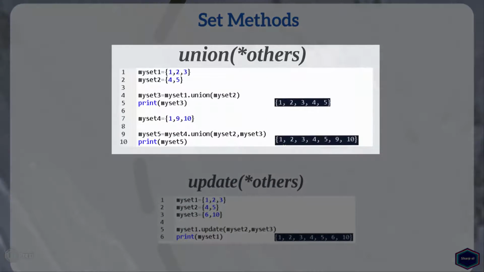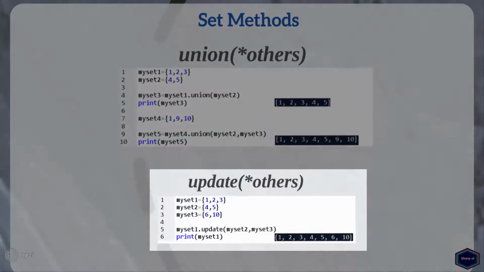The union method takes one or more sets as argument and returns a new set which contains all the elements from the original set and the argument sets. In this example, my set1 contains 2 elements and my set2 contains 3 elements. Now when I call the union method with myset2 as argument, the union method returns a new set which contains all the elements from myset1 and myset2. Similarly, you can have multiple sets as argument.